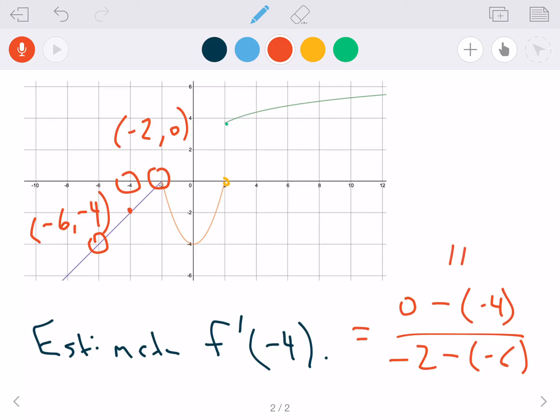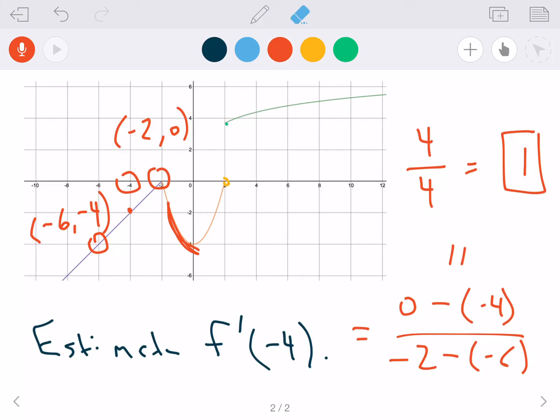So I'm just going to go open my blank space here. So 0 minus negative 4 is positive 4. Negative 2 plus 6 is positive 4. So that derivative is 1. And it's a straight line, so I know for sure that that is the derivative. If we're somewhere on a curved line, it would be more of an estimate. That's okay.